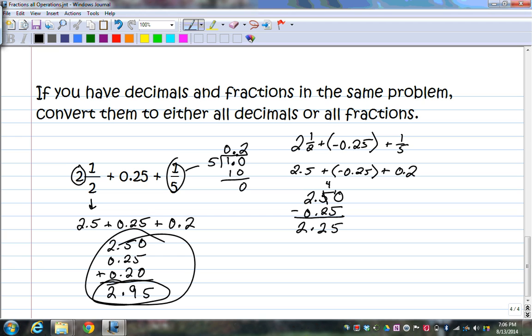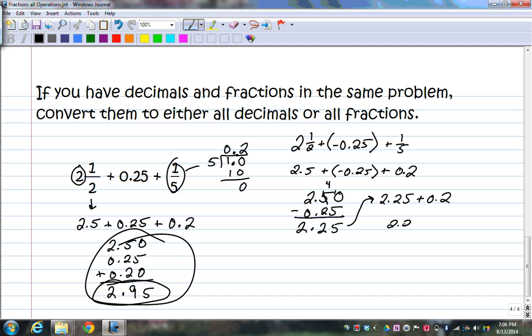Step 1. Almost done. What sign is it? Positive or negative? Hopefully you said positive, and if you did, you are correct. So this goes here. Now we have 2.25 plus a 0.2. The signs are the same, so we're going to add those.